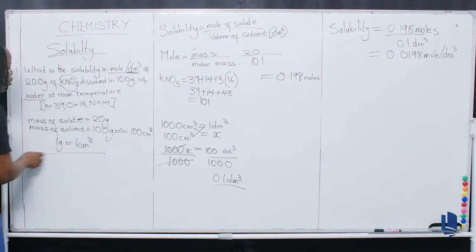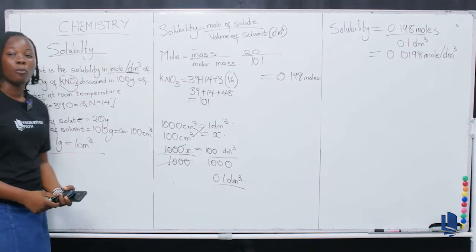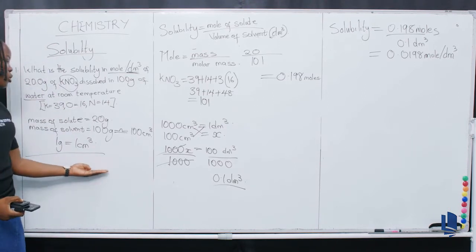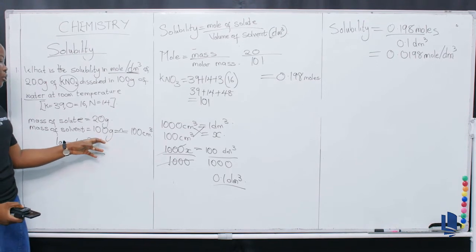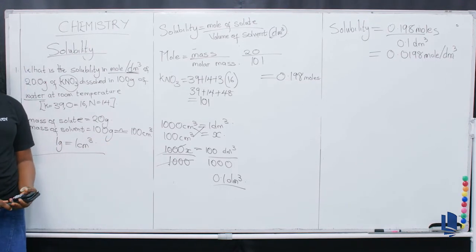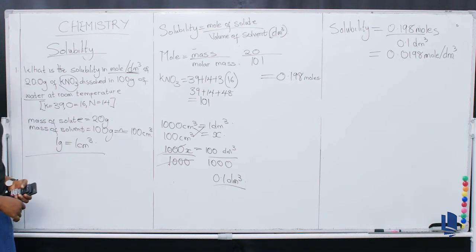One gram of water is also equal to 1 cm cube of water. And this is 100 grams. So 100 grams is definitely equal to 100 cm cube of water. Thank you. Any other question?